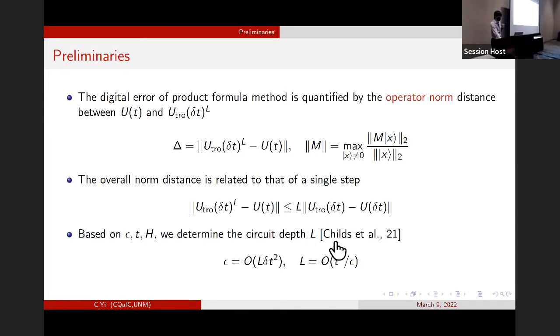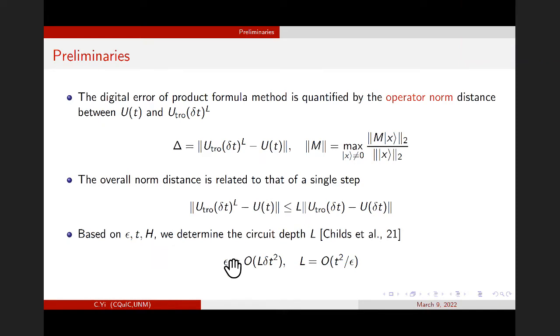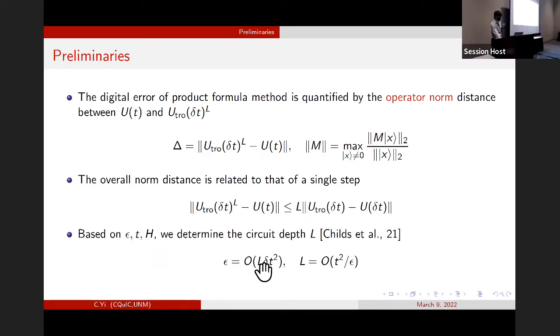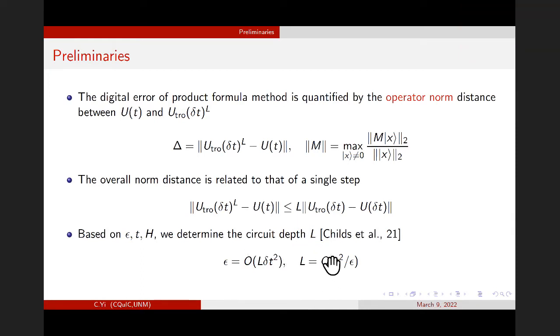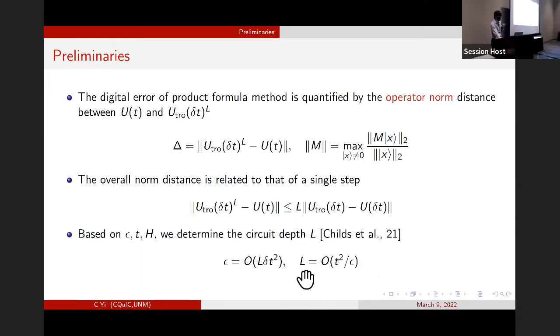And R is directly related to the circuit depth of this algorithm. For the first order formula, epsilon is proportional to R times delta T squared. Reversely, the circuit depth is proportional to T squared over epsilon. This is how many resources we need in this algorithm.